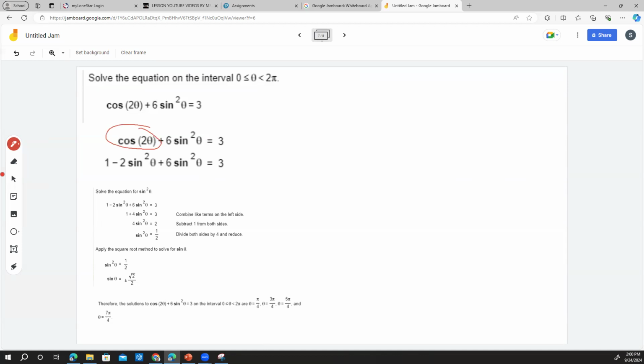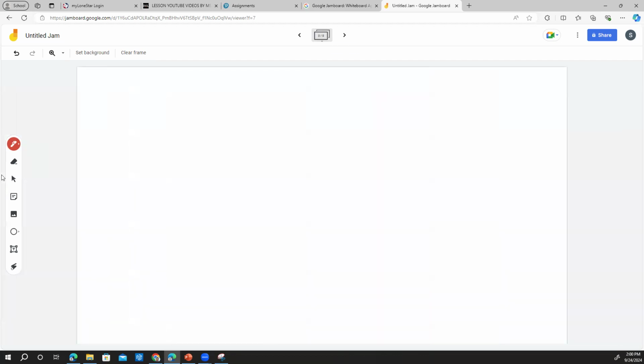And then once you get sine squared theta is equal to 1/2, you take the square root of each side and you get two equations to think about. What are the angles whose sine value is equal to root 2 over 2? What are the angles whose sine value is equal to negative root 2 over 2? And you will give the answers accordingly.